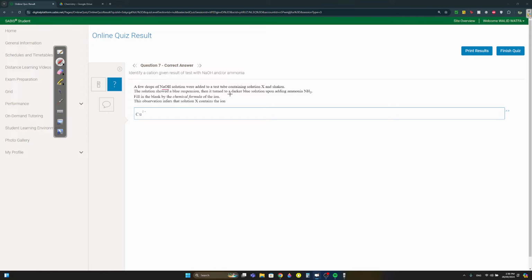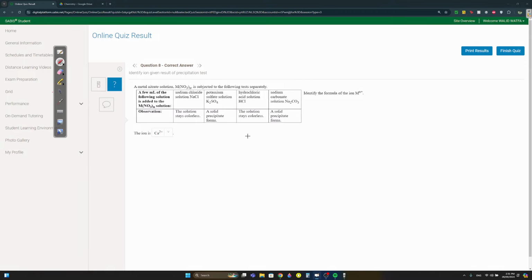A few drops of NaOH were added. The solution showed blue suspension. Don't even waste your time. What's the ion? Cu2+. Copper is Cu. Guys, if you don't know what the formula of it is, go to your periodic table, check what's copper. You'll see copper is Cu, whose charge is 2+. You can get this from a different question.